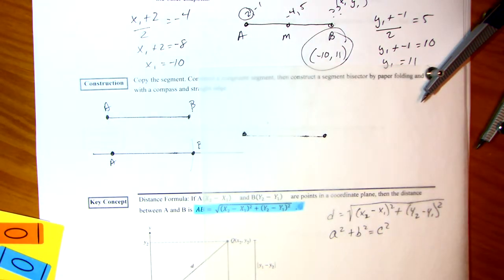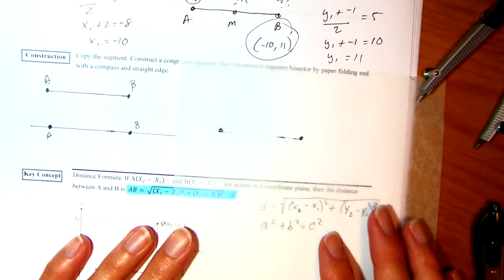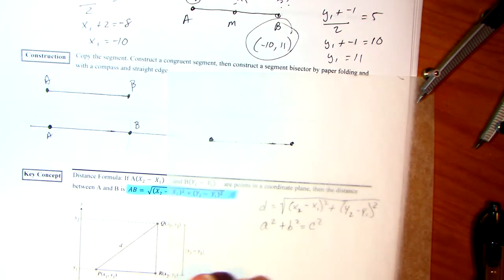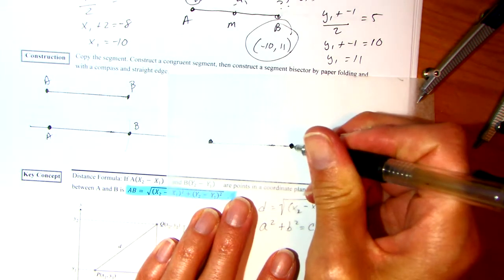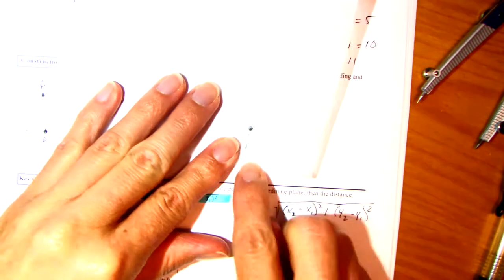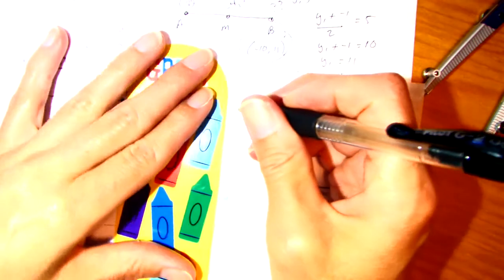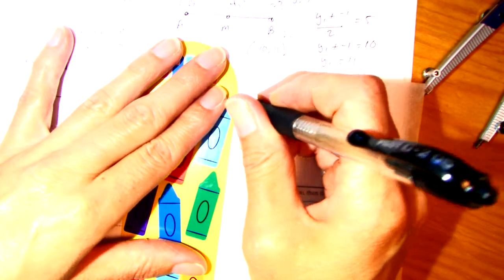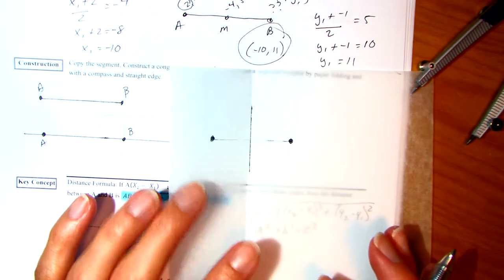Now, again, how to make a segment bisector? Well, what you do is just map this point onto that one. Make the dot a little bigger. All you do is fold it. Make sure the line lines up. There's your fold line. I'm going to use my straight edge to make it easier to kind of shade it in. There it is. So it's really easy using patty paper, okay?